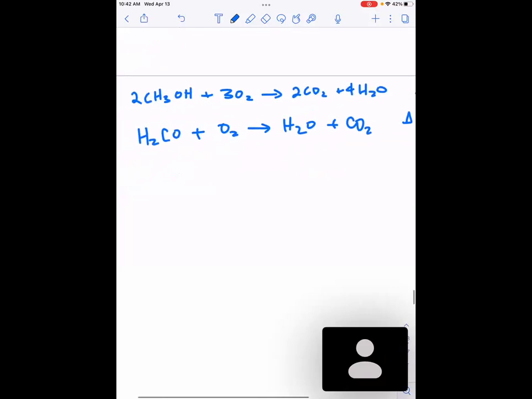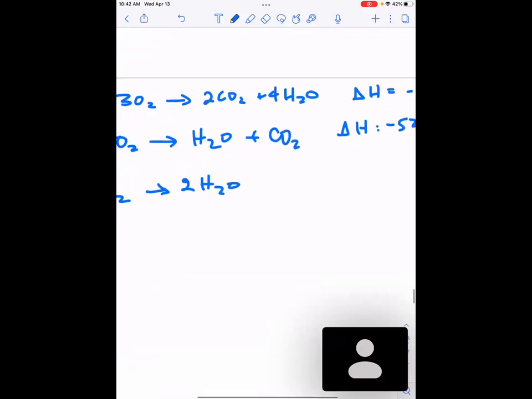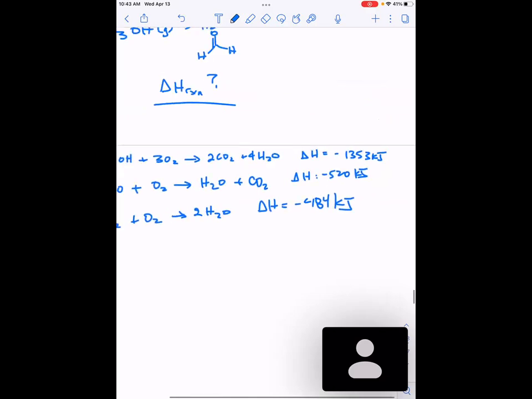So delta H here is negative 520 kilojoules. And the last experiment was 2H2 plus O2 going to 2H2O, and the delta H here is negative 484 kilojoules. All right. So all of these experiments were done to give us a way to find out the delta H for that reaction. And that's what Hess's law allows us to do.